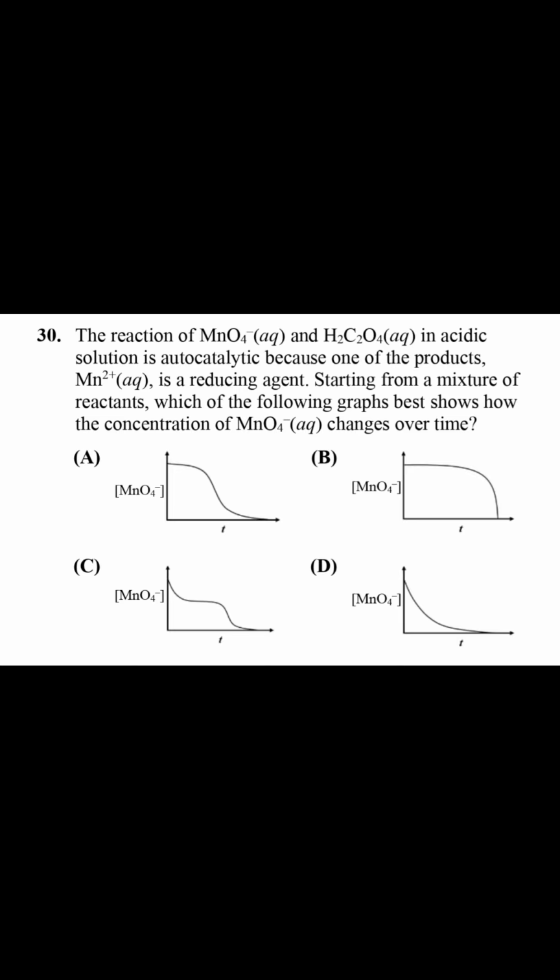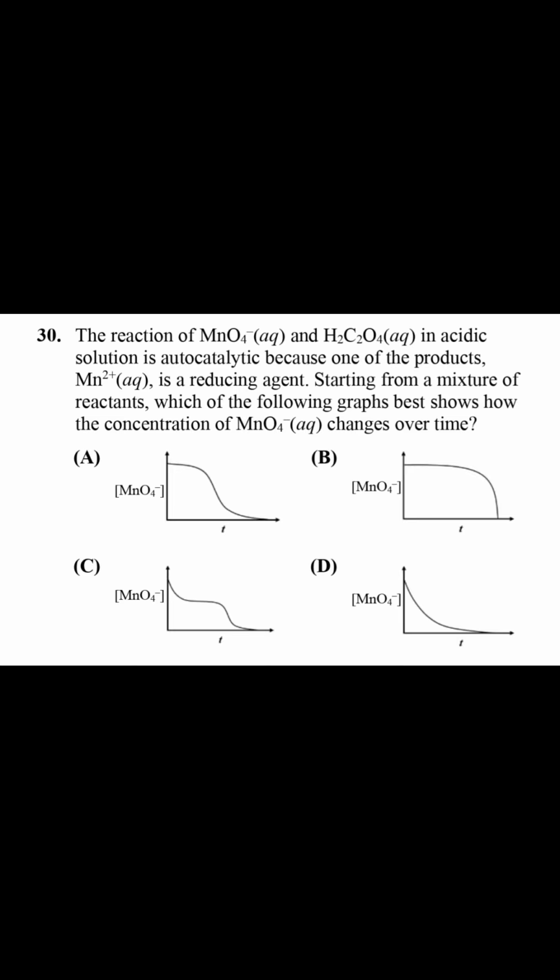But the other thing we need to consider is that as the concentration of MnO4- depletes, there's going to be less reaction to happen. And so at a certain point, MnO4- is going to stop changing so sharply once it reaches a point of almost zero. Obviously it can't go lower than that, so it's going to stop changing so rapidly. And so we need to figure out which graph matches up with that.